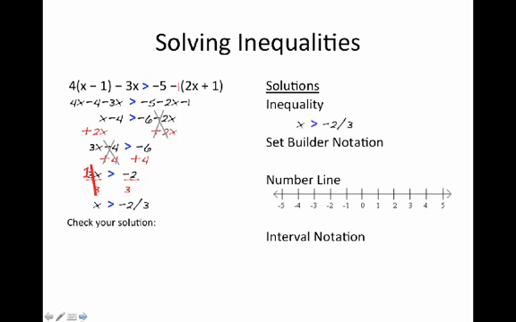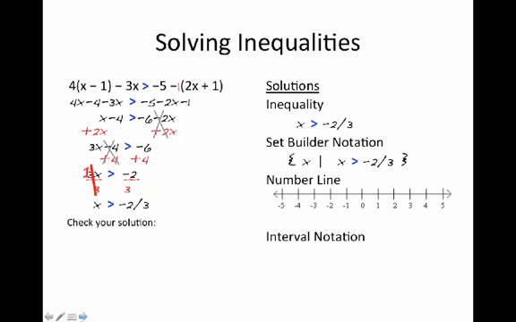My inequality is x is greater than negative 2/3. In set builder notation, it's x such that x is greater than negative 2/3. Put that in curly brackets. To transfer it to the number line, I'm going to start at negative 2/3. Negative 2/3 is between 0 and negative 1.